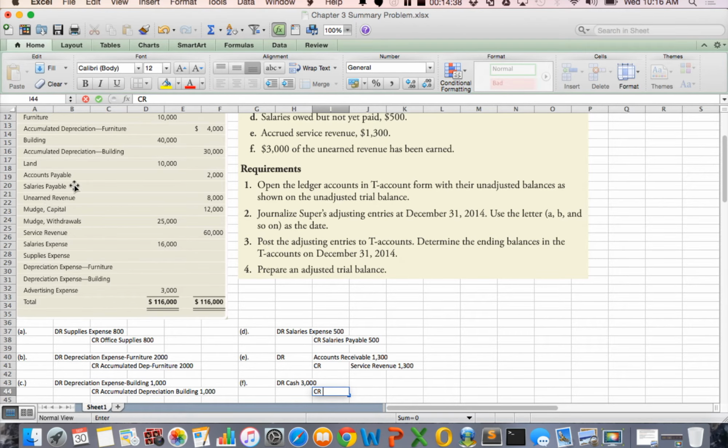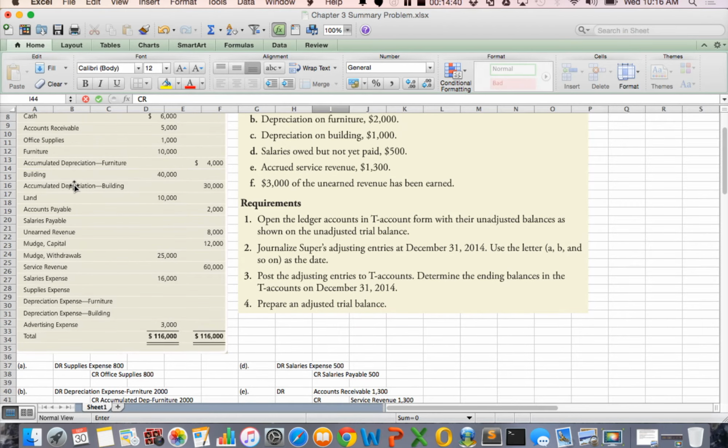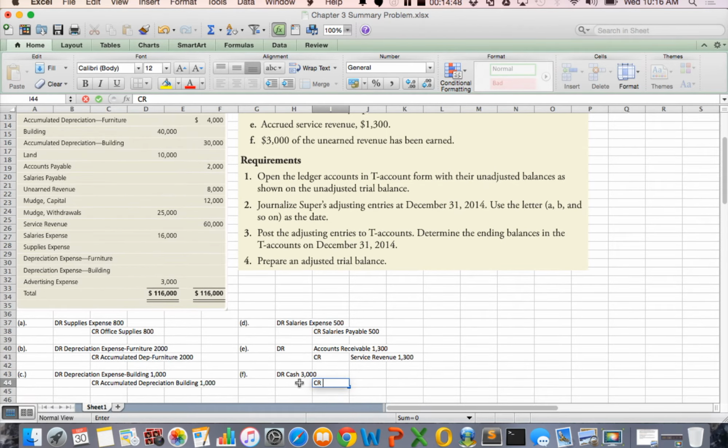Well, we take a look over here at our different accounts that I have to choose from, and I see one here called unearned revenue. Okay, so since this is an unearned revenue problem, that's where I record it. So that's what my journal entries look like. If you look at your templates for the various different types of adjusting entries, this should match those.